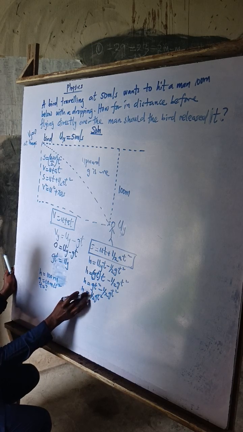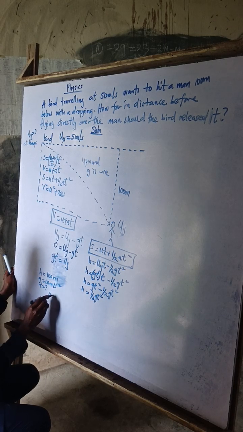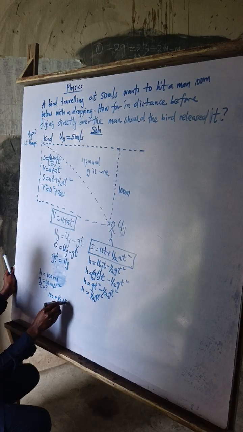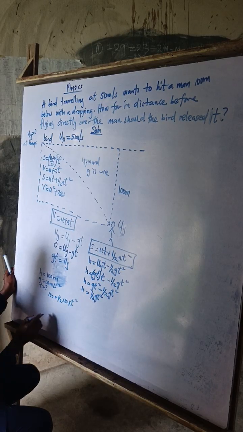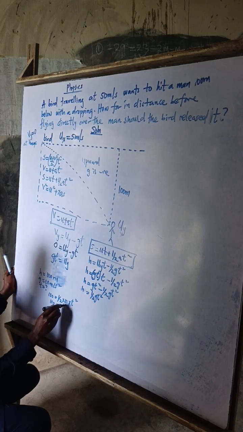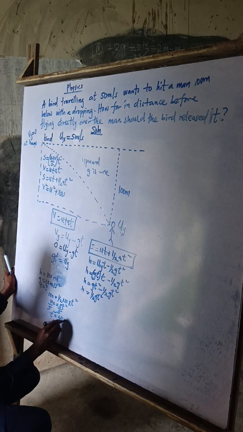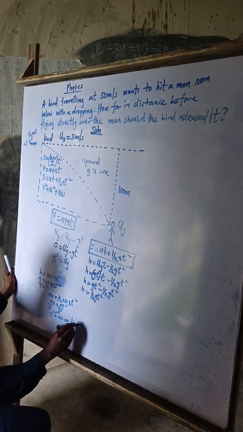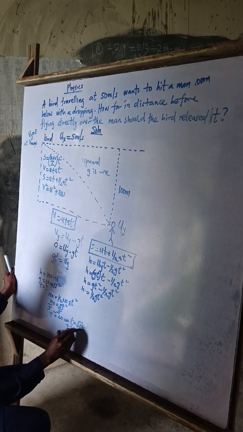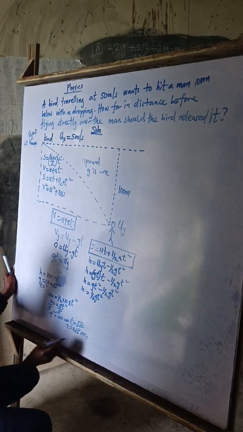Then we are going to substitute into this formula. We have 100 equals 1/2 times 10 times t squared. So 2 goes into 10, we have 5. That is 5t squared. Divide both sides by 5, this cancels this. So therefore, t squared equals 20, which implies t equals square root of 20. In simpler form, it will be 2 root 5 seconds. So that is the time taken.